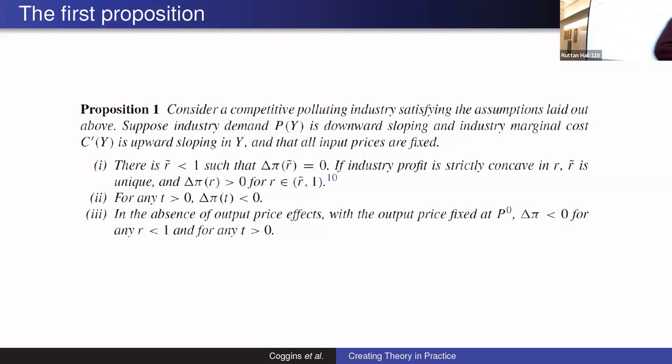We don't put this in the paper, but this is all that's going on if you like a diagram. Here's pi in the beginning. Here's zero. Profit does that with all of our curvature assumptions. They're essential. And here's R tilde. We didn't put that figure in the paper, but that's all that's going on.